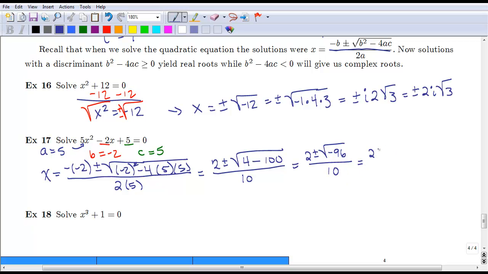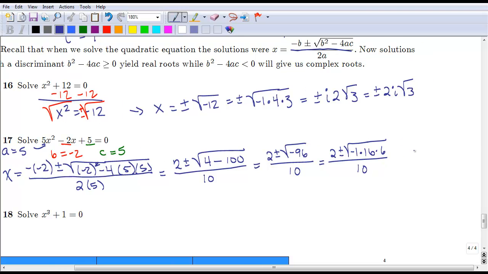We can keep simplifying because we've got a negative inside the radical, and 96 contains a perfect square. Take a second to make sure that you see the perfect square that divides evenly into 96. You should see that this ends up being negative 1 times 16 times 6 over 10. A few more steps to simplify. We've got 2 plus or minus, if we have this negative 1, which is going to give us i, and the square root of 16 is going to give us 4. So 4i square root of 6, all divided by 10.